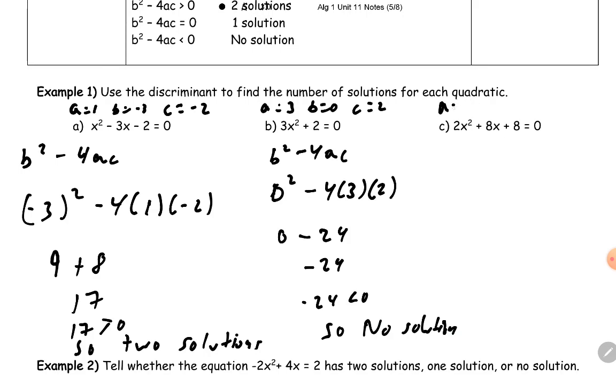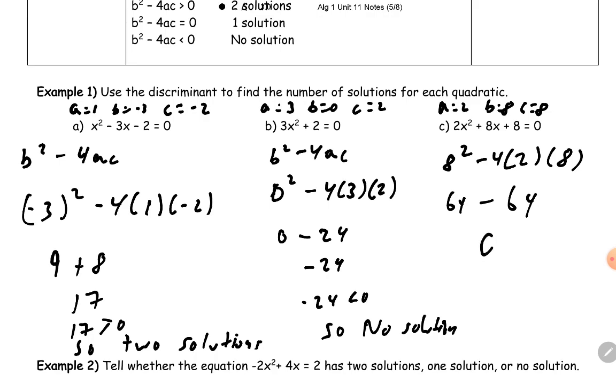Okay, part C. A value is 2, b value is 8, c value is 8. So 8 squared minus 4 times a times c is 64 minus 4 times 2 is 8, and 8 times 8 is 64. So we have minus 64 here. 64 minus 64 is 0. So it's equal to 0, so one solution.